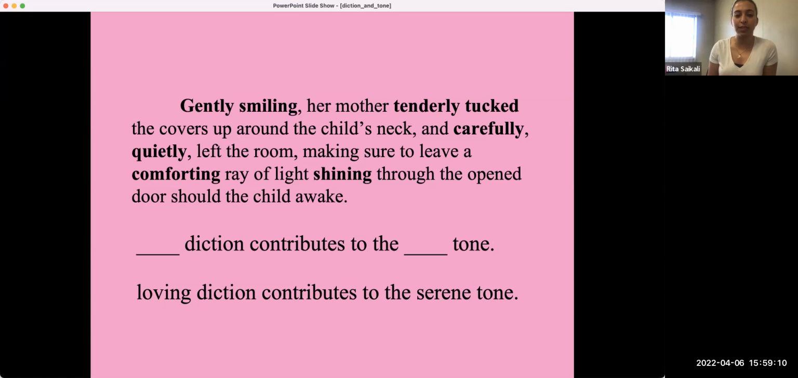And you can also see that once I start the sentence and get a grasp of the first few words, I'm like, oh, this is where this is heading. And so I change my tone based on the few verbal cues that I have from diction to tell me, oh, well, this is loving. We have a gentle smile. We have a mother, right? Which means that there has to be some kind of love there.